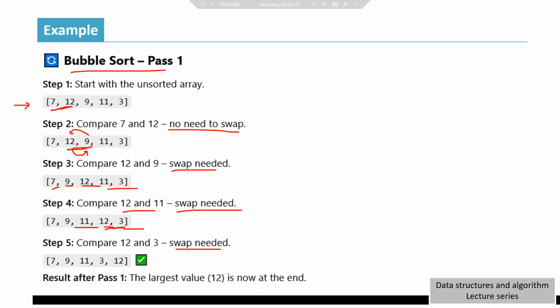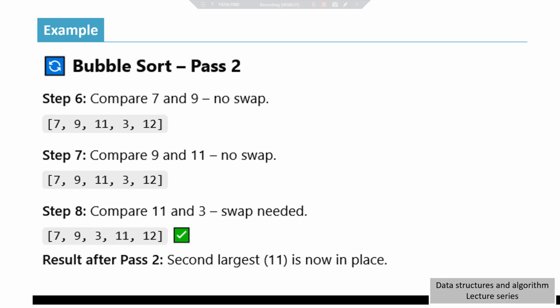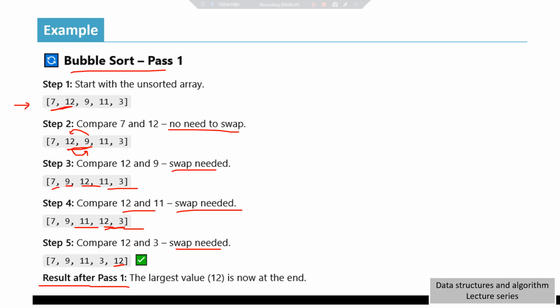And finally, after the first pass, as I just told you, the largest element will bubble up to the end of the array. So the result after pass 1 is that the largest value, 12, is now at the end. Pass number 2: at the end of pass 1 we have this array.